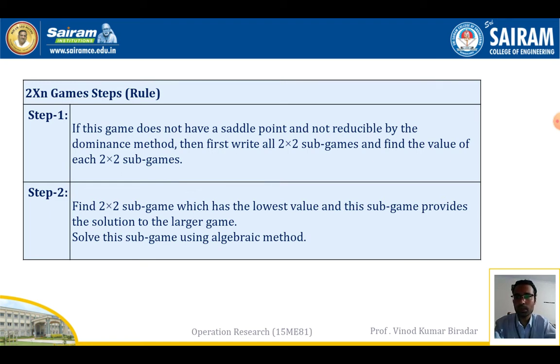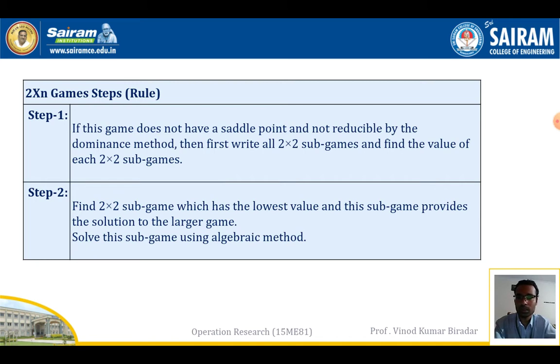Step number one: if the game does not have any saddle point and is not reducible by the dominance method, then first write all 2 into 2 sub games to find the value of each 2 into 2 sub game. So the problem does not have any saddle point and cannot be solved by the dominance method either, then we have to convert that matrix into 2 into 2 with the help of sub games, by taking the average. Once you find that, go for step number 2.